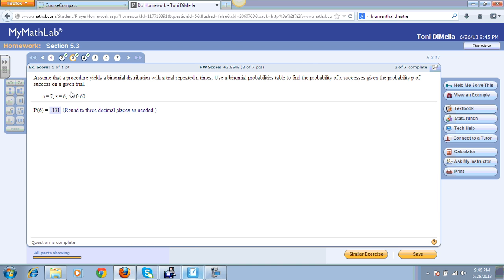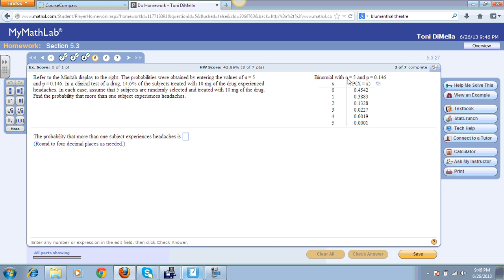Sometimes they don't give you all of this information, and what they'll do is give you this little box, saying here's N, here's P, and then this long list of probabilities. So in this case, I had a clinical drug. 14.6% of the patients that were treated with the drug had headaches. So I take 5 subjects from this study, like a subsample, I treat them with the drug, and I want to see how many people had a headache. And so the likelihood that 0 patients will have a headache is about 45%, 1 about 39%, and so on.